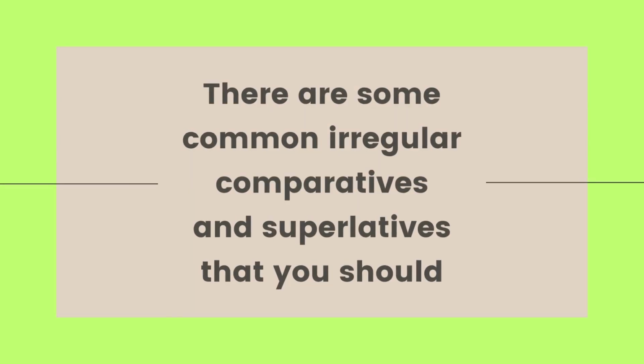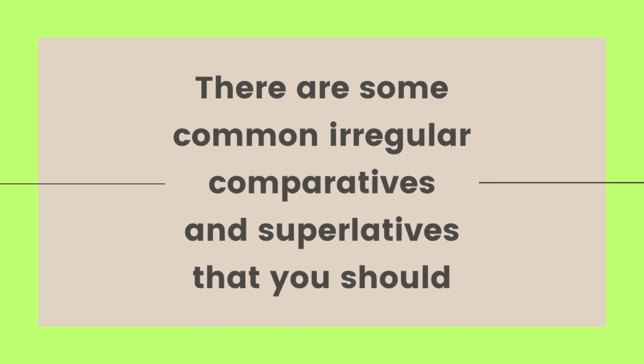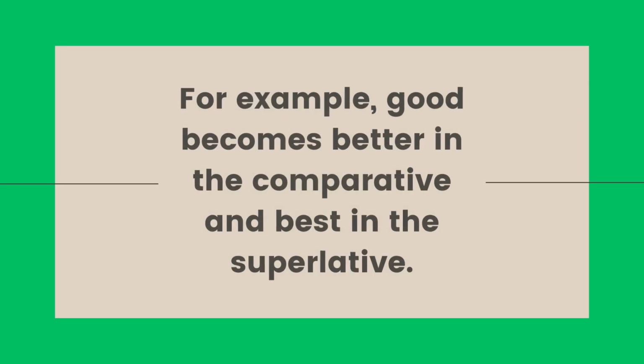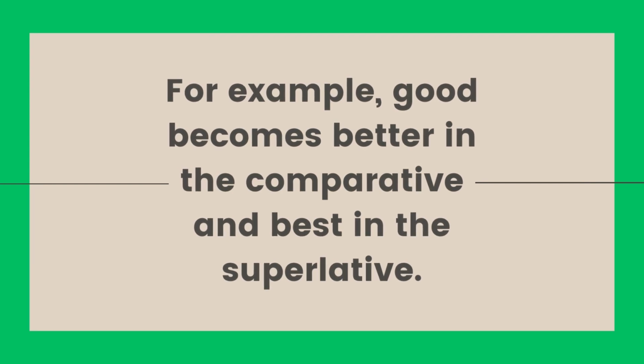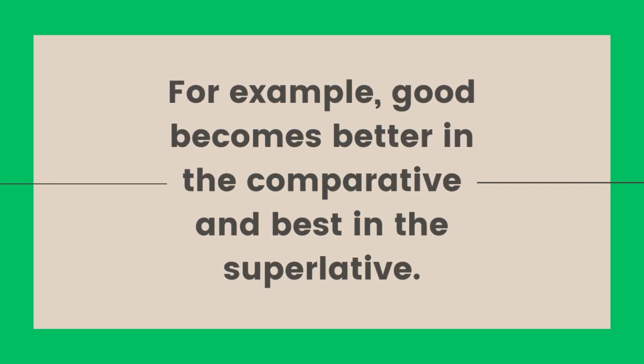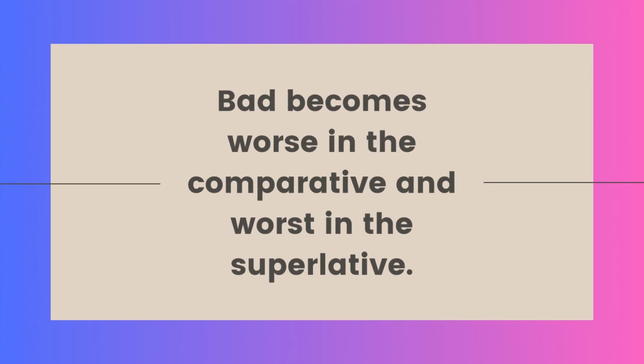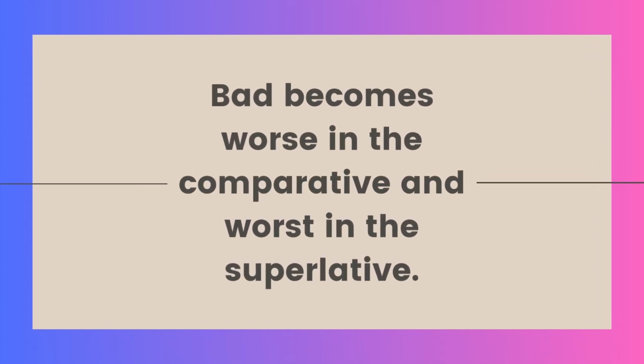There are some common irregular comparatives and superlatives that you should know. For example, good becomes better in the comparative and best in the superlative. Bad becomes worse in the comparative and worst in the superlative.